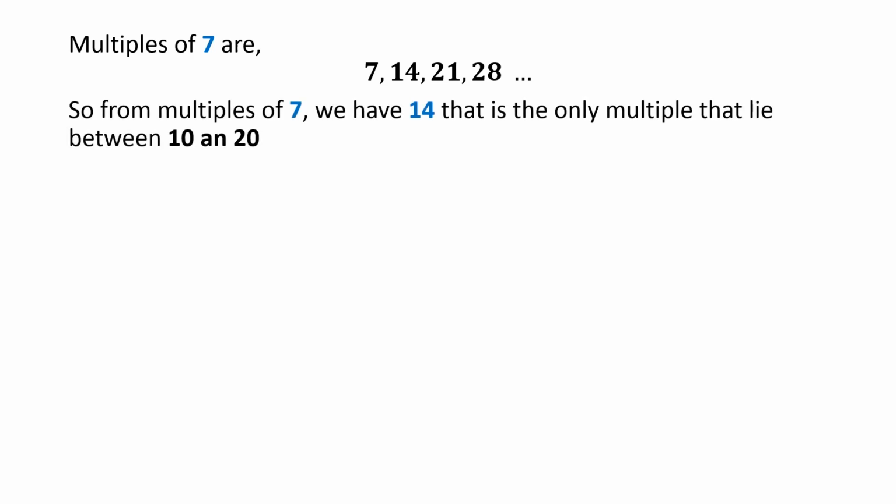Some multiples of 7 are 7, 14, 21, 28. So from the multiples of 7, we have 14. That is the only multiple that lies between 10 and 20. So we have n equals 14, that is the number of boys in the class.